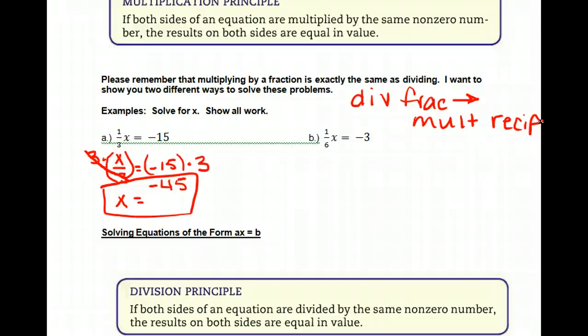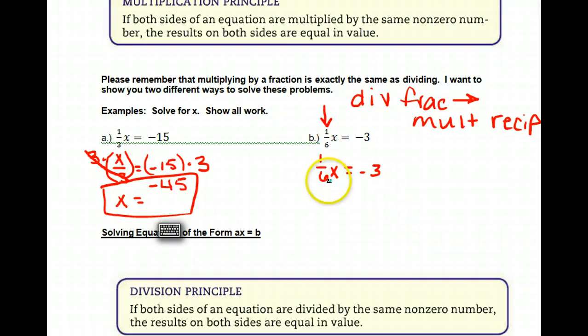In a problem like this, where you need to undo a fraction, you can simply multiply by that fraction's reciprocal to undo it. And as long as you do the same operation on both sides of your equal sign, your equation will be balanced. So I'm just going to rewrite my equation here so that I have some room. That's all I've done so far is rewrite.